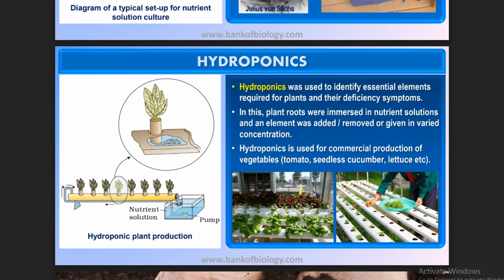Hydroponics is used for commercial production of vegetables like tomato, seedless cucumber, and lettuce. So this is used mostly for commercial production. Here you can comfortably maintain the temperature and the water. Even if it rains outside, even if it is dull outside, it will not affect the plant growth. You can increase the production by giving more nutrients. And this is how it works.